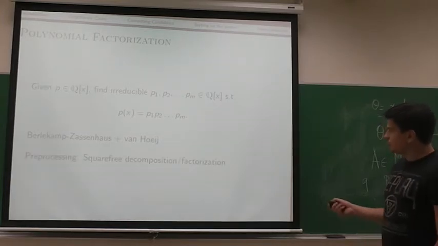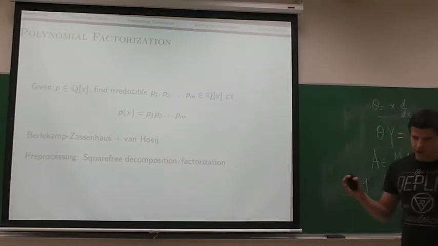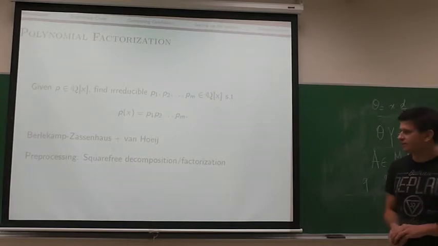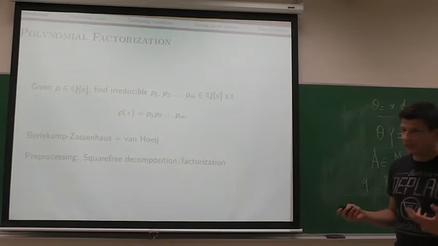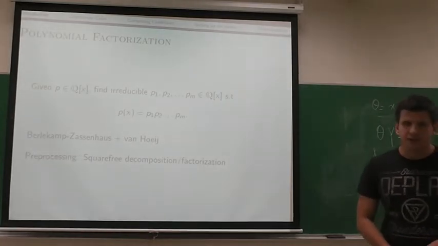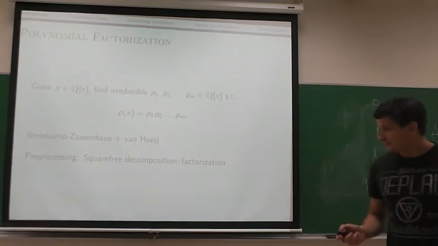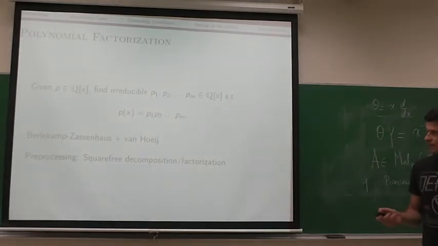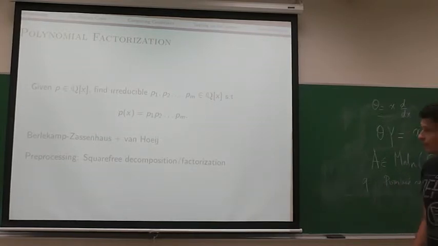And usually you don't use this algorithm on the polynomial that you start with, but you do some pre-processing. This is necessary because the input of this algorithm requires a special form of the polynomial, and also because the complexity is much better if you reduce the degree. So one of the pre-processing steps is to compute the square-free decomposition or square-free factorization of the polynomial that you are given.